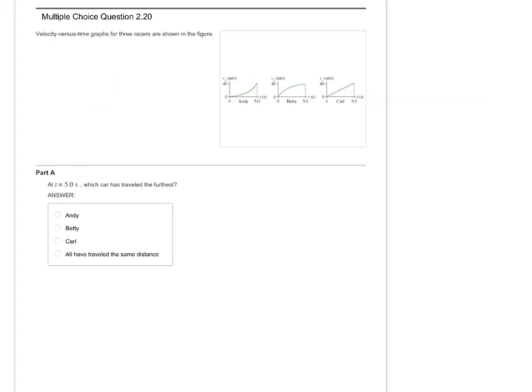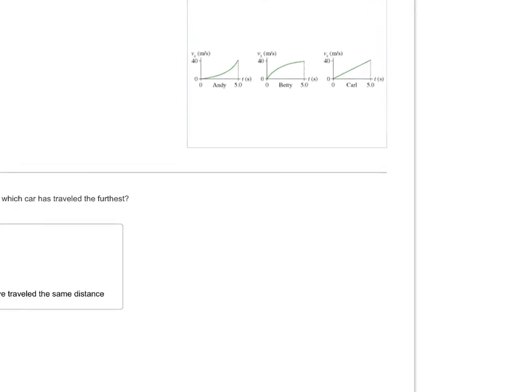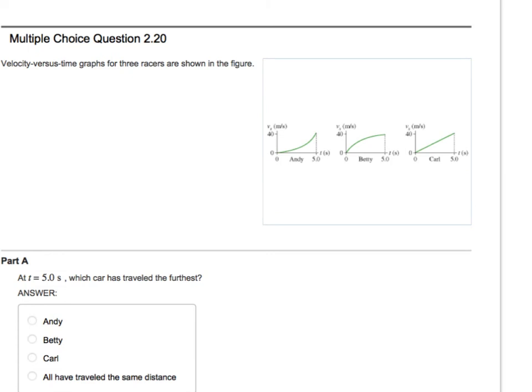All right, my next question here, we have a multiple choice question, and we have 3 velocity versus time graphs that we can see here, showing 3 different people, Andy, Betsy, and Carl. And what we want to do is determine which car has traveled the furthest at 5 seconds. So on this graph, we are looking for area. They're having a race. Which one traveled the furthest is going to have the greatest displacement. So I'm thinking about the area of this shape.